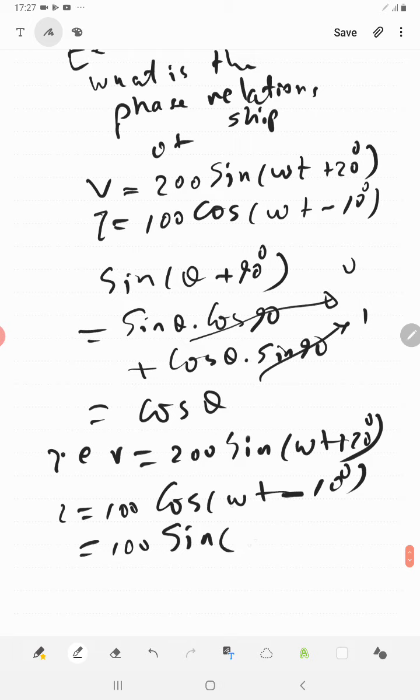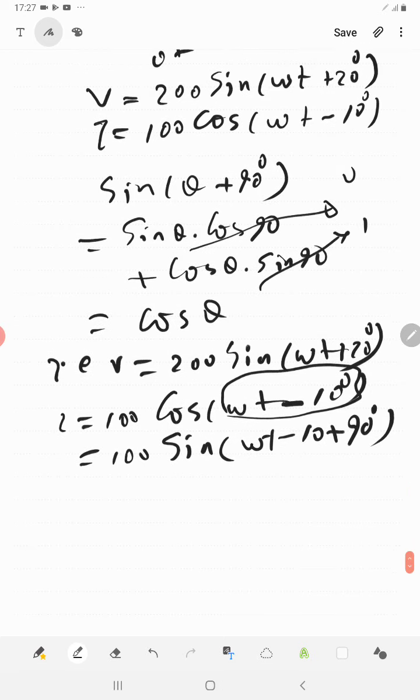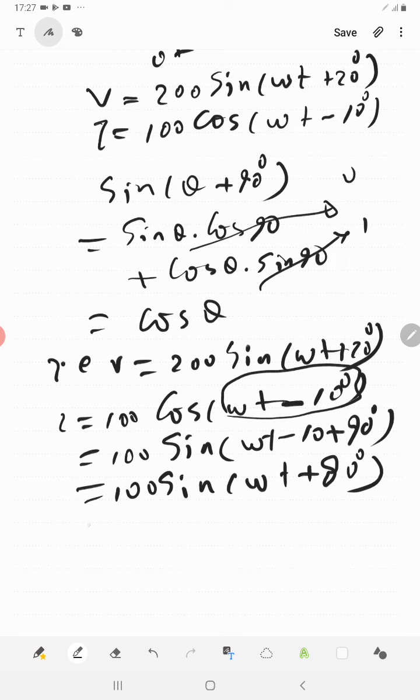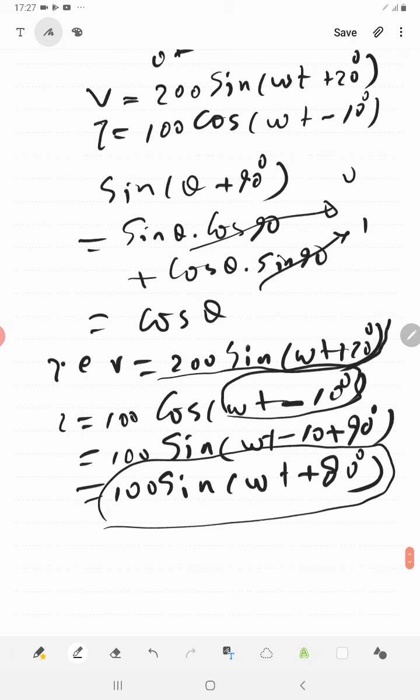We take this theta all together, omega t minus 10, and we add to it 90 degrees, okay? So this will be 100 sine omega t plus 80 degrees. Now we compare this one with this one. Both are sines. And we can do it the other way, changing the V to a cosine. Okay? It will give you the same answer.